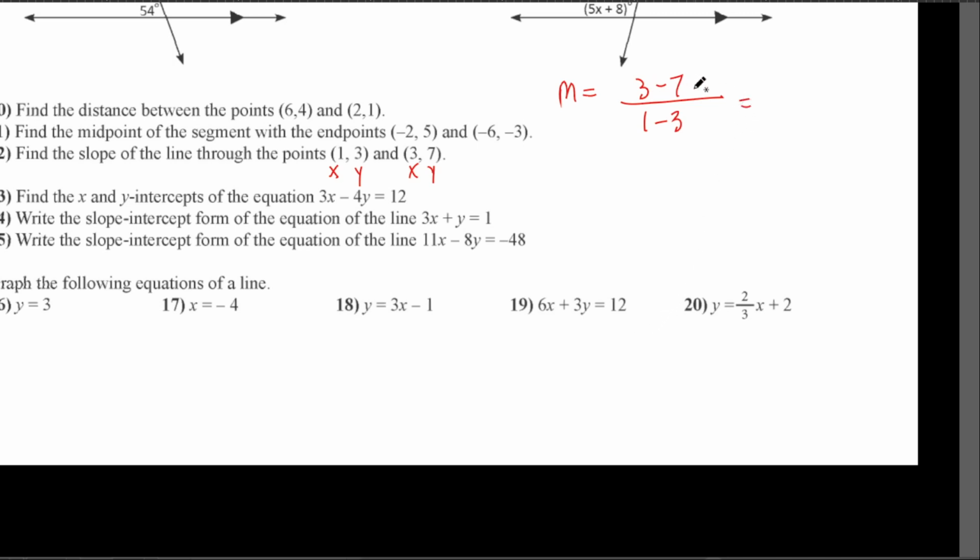Now we've got to do the math, but that's not too hard. What's 3 minus 7? Negative 4. And then 1 minus 3, it's negative 2. What's negative over negative? Positive. 4 over 2 is 2. That's your answer. That's the slope. It's that easy.